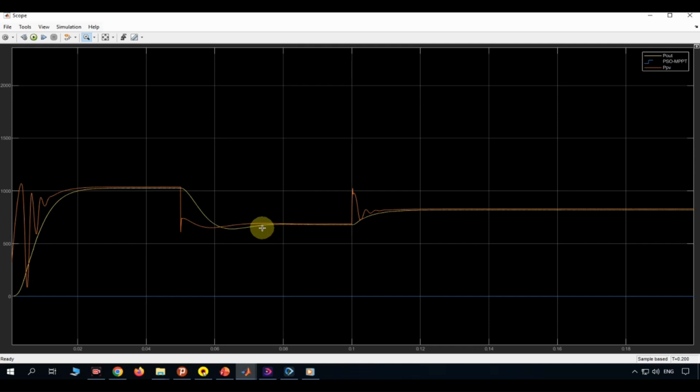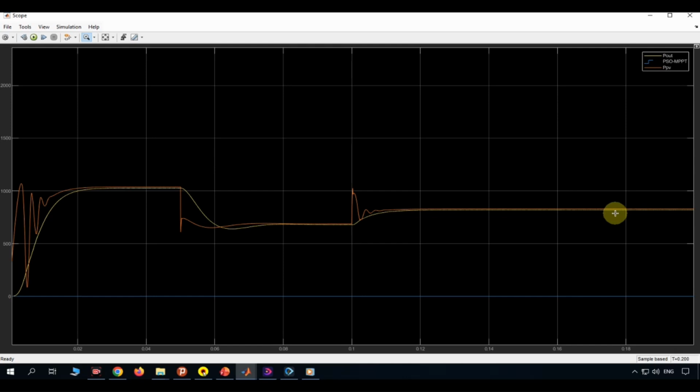At 0.1 seconds, irradiance rises again to 800 watts per square meter. PPV shows a spike as the algorithm readjusts, followed by a short oscillation before settling around 800 watts, again matching the new operating condition. Throughout all three irradiance steps, POUT closely follows PPV with only a small tracking delay, showing that the boost converter efficiently transfers the power extracted from the PV array to the load.